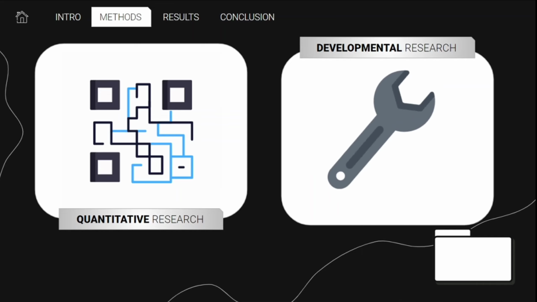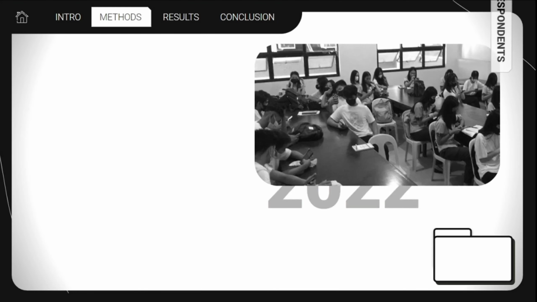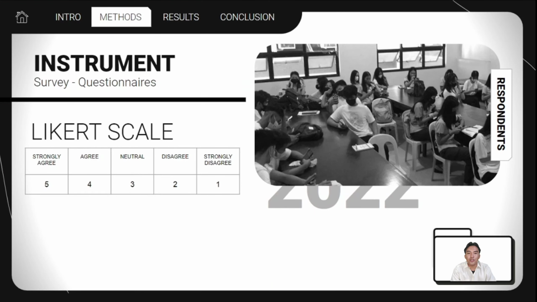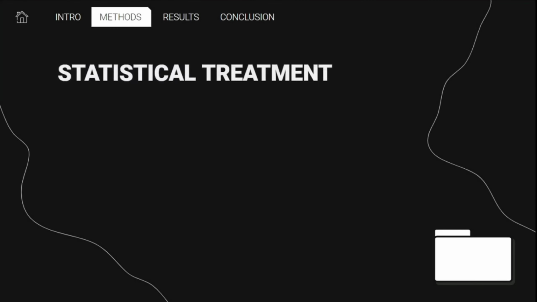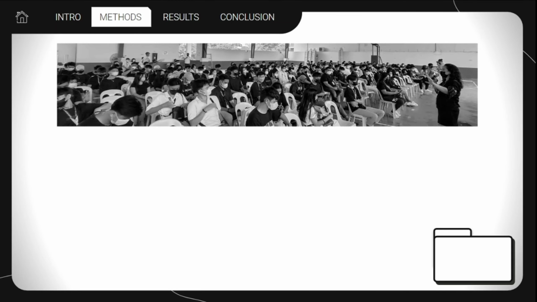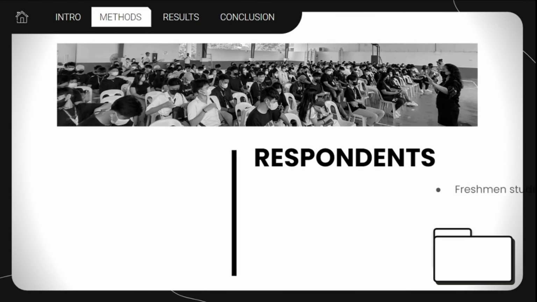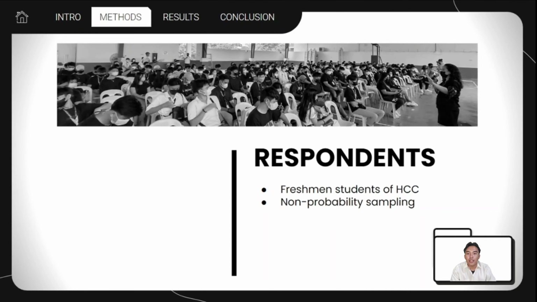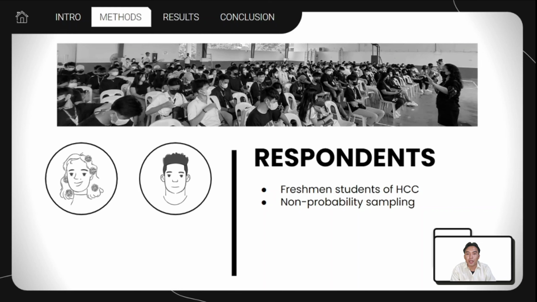The researchers used survey questionnaires as their instrument in collecting data. They implemented Likert scale and dichotomous questions. They used mean and standard deviation to interpret the data. The respondents are the incoming freshman students of Holy Cross College. The researchers used non-probability sampling because they wanted to ensure that the respondents answering were serious and understood the instructions given. In totality, there were 70 respondents: 32 were females and 38 were males.